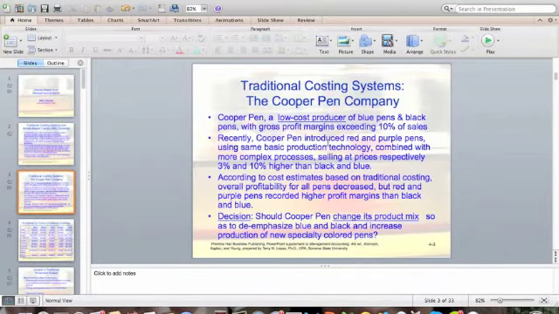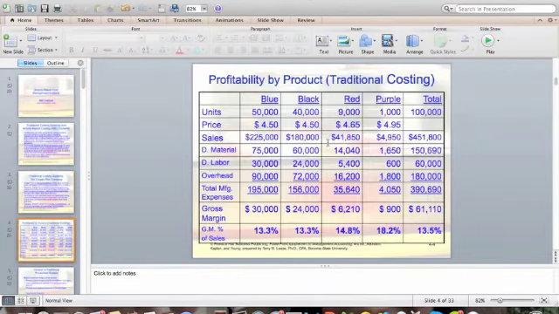We're going to go over a case study regarding the Cooper Pen Company. It's a company that makes black pens and also blue pens. They just started making a different product mix. They just started making red and purple pens. Initially it looks like these red and purple pens are making better money. It looks like their profit margin is 14.8 and 18.2% compared to 13.3 for black and blue.